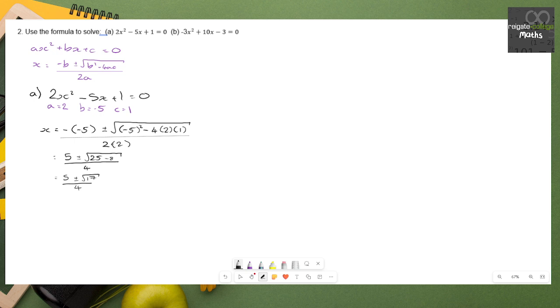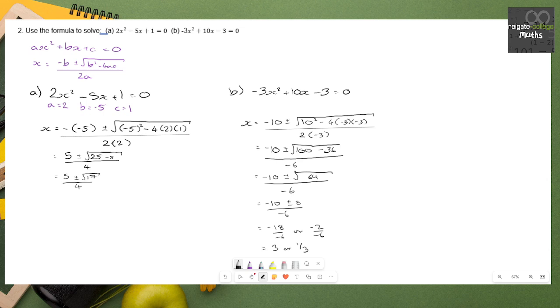Although the question doesn't say use the formula to give the exact roots of, when we're in A level, the implication is you should be giving exact answers unless you're told otherwise. So don't just whack this in your calculator, work it out, and write down a decimal. You want to leave it like this. So pause the video, have a go at part B, and we'll come back to that once you're done.